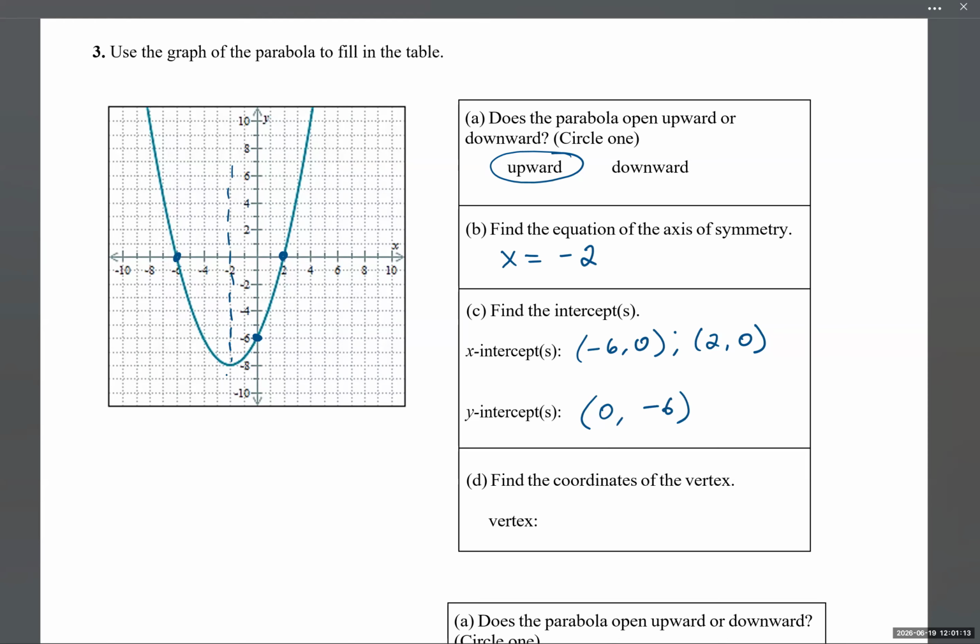The coordinates of the vertex of the parabola, which is either a min or a max. The vertex for this graph is right here. The coordinate of the vertex is -2, -8.